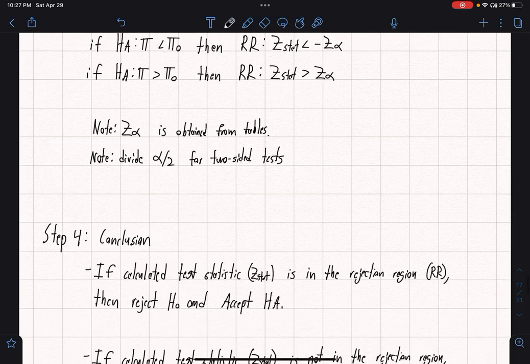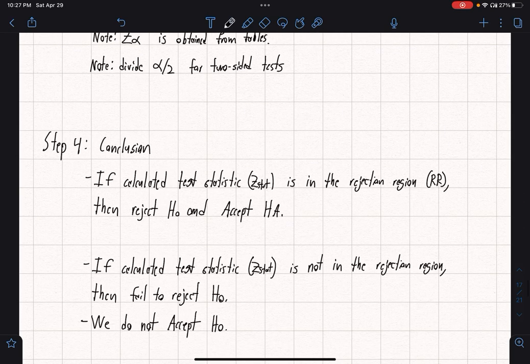Okay, step 4, our conclusion. You'll see it's the same thing. So if our calculated test statistic, but now it's z instead of t, is in the rejection region, then we reject h0 and accept ha. And if our calculated test statistic, again, z-stat, is not in the rejection region, then just as before, we fail to reject h0, and of course, we never accept the alternative hypothesis.